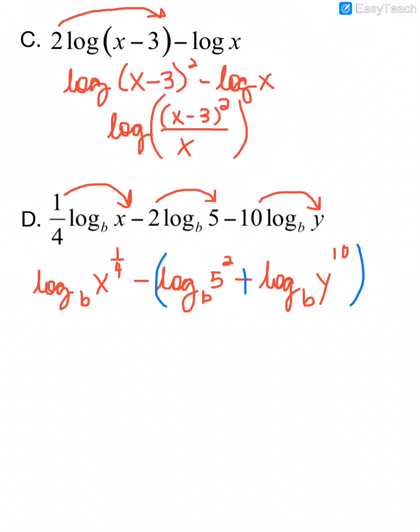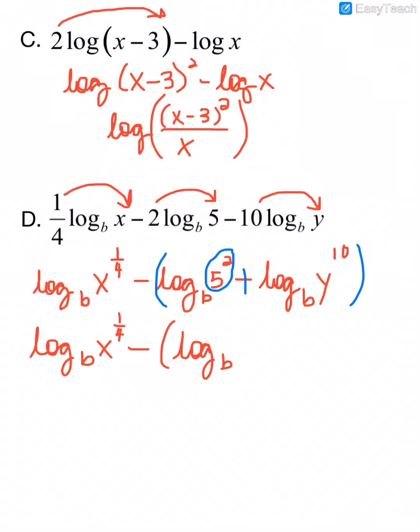Okay, so now we can put these together. I have log base b of x to the 1/4, or we could write that as log base b of the 4th root of x, however you want to do it, minus, okay, so now I'm going to put these two together using multiplication because they are being added. So first of all, this would be log base b of, I'm going to go ahead and write 5 squared as 25, and then it's got to be multiplied times the other argument, which is y to the 10th. So now I put those two things in parentheses together as 25 times y to the 10th.